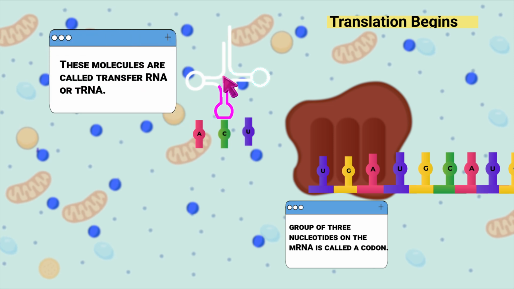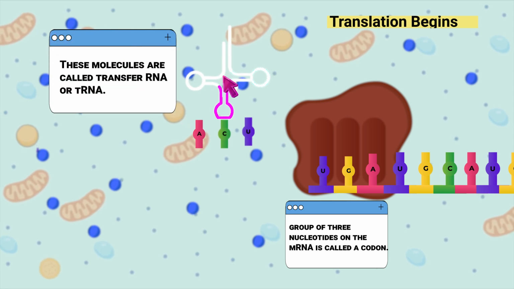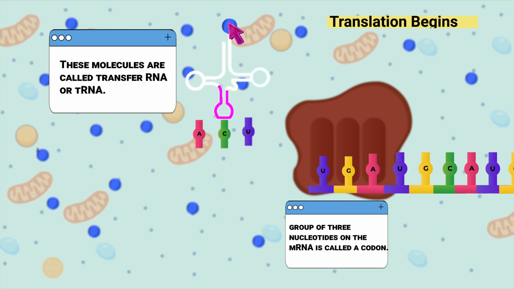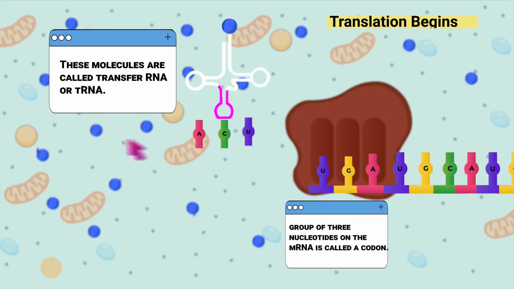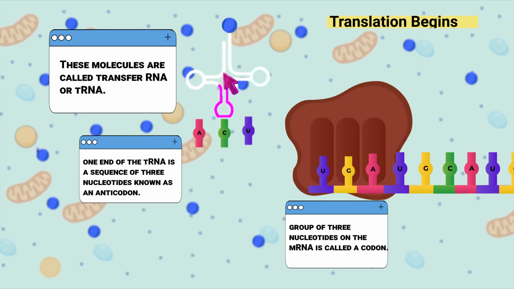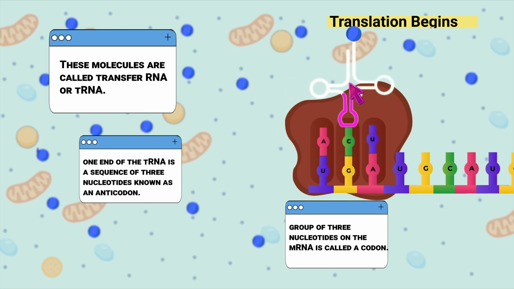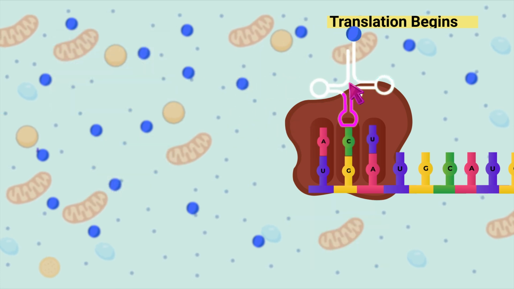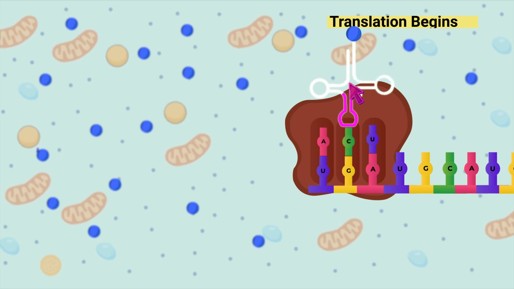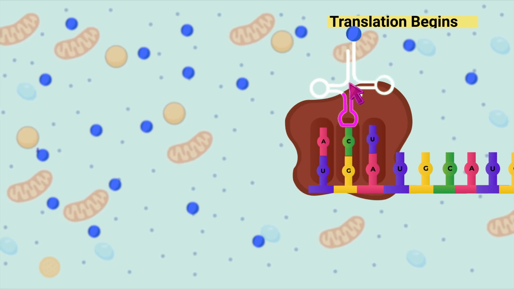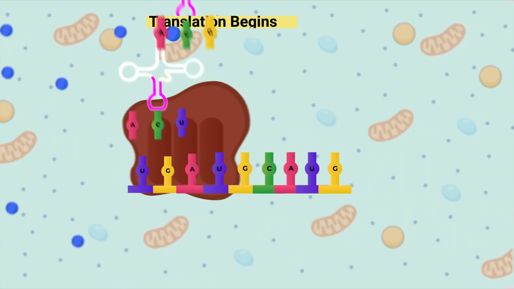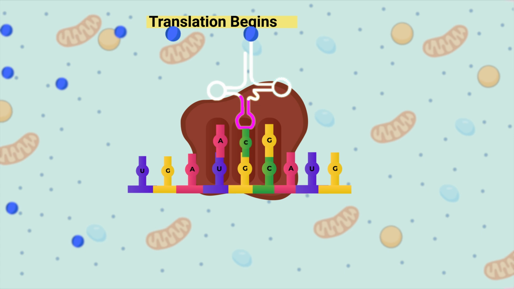These molecules are called transfer RNA, or tRNA. Each tRNA molecule carries a specific amino acid. On one end of the tRNA is a sequence of 3 nucleotides known as an anticodon. This anticodon is complementary to a specific codon on the mRNA molecule. When the anticodon pairs with its matching codon, the tRNA delivers its amino acid to the ribosome. As the ribosome continues moving along the mRNA strand, new tRNA molecules arrive carrying additional amino acids.